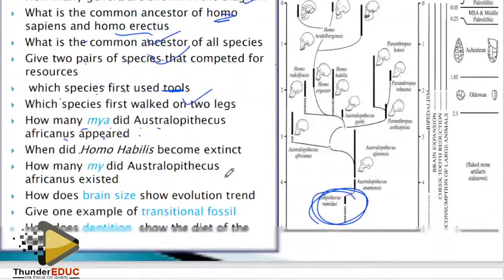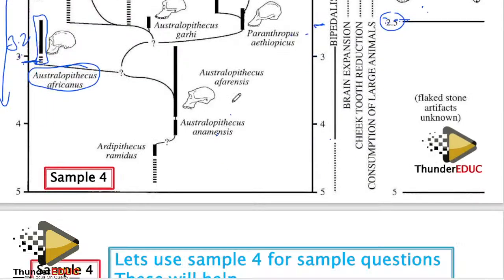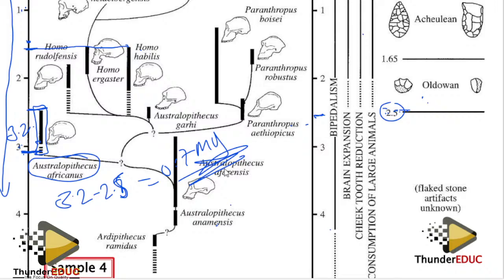Then they are saying, how many million years did Australopithecus africanus exist? Here now we don't say million years ago. You just tell us how many million years, because it's like asking you how old are you. You don't tell me 20 years ago. No. Australopithecus africanus is here. So now I have to come to where it started, maybe 3.2, and where it ended, maybe 2.5. So I'll say 3.2 minus 2.5. Maybe it's going to become 0.7 million years. Not million years ago, because they're talking about how long it existed.